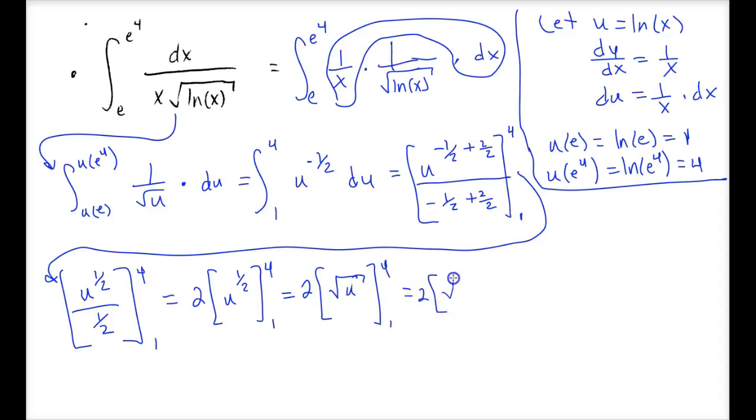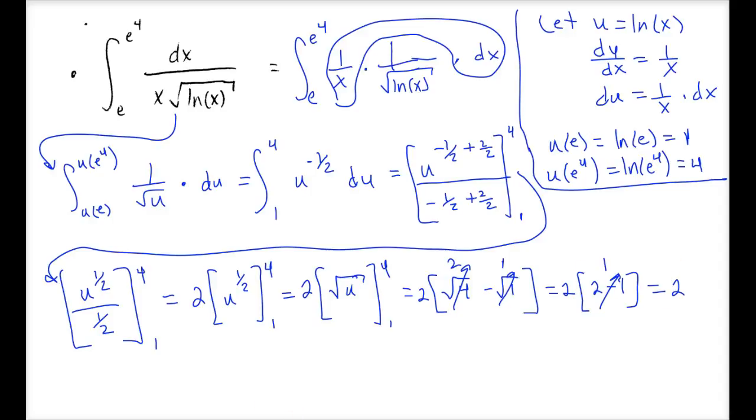And now we just have square root of 4 minus square root of 1. Square root of 4 is 2. Square root of 1 is 1. So we have 2 minus 1. And of course, that's just equal to 1 on the inside here. And our final answer is 2. So you see, once we actually do the substitution here, this problem turned out to be relatively easy, even though it looked like it was difficult.